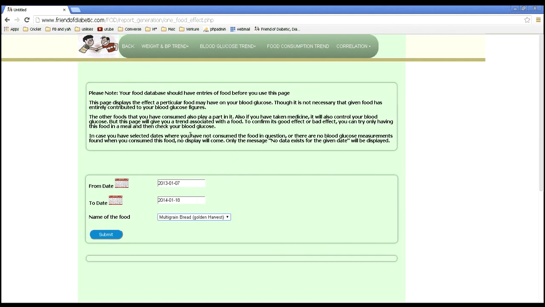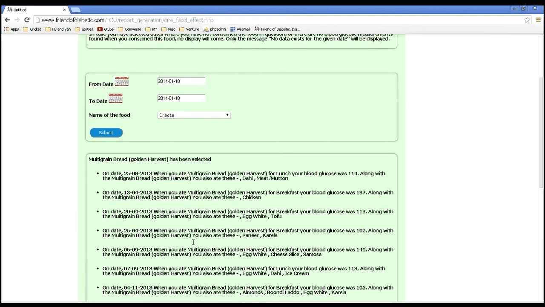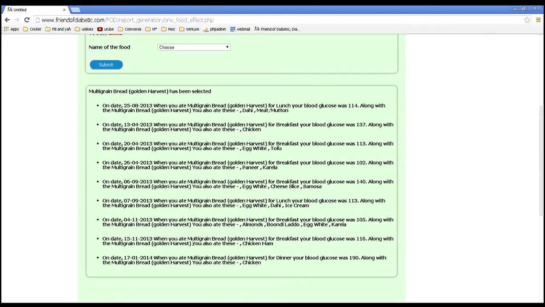So I select the multigrain bread, and when I do a submit, what it does is that on whichever date I had eaten multigrain bread, it goes over it, finds out the blood glucose value after I had eaten in those days. Obviously you must have entered those blood glucose values after the specific meals, and it tells me the blood glucose value after consumption of multigrain bread.